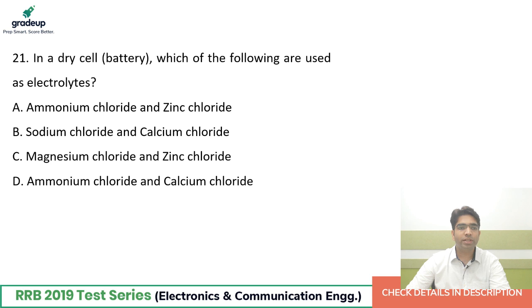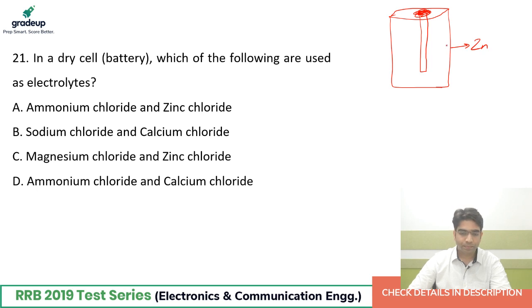In a dry cell, which of the following are used as electrolytes? Have you seen a dry cell? A dry cell is just like this, used in your torches earlier. A graphite or carbon rod with a brass capping, and a zinc container. Ammonium chloride paste is filled here. So the electrolyte is ammonium chloride, NH4Cl, and zinc chloride.